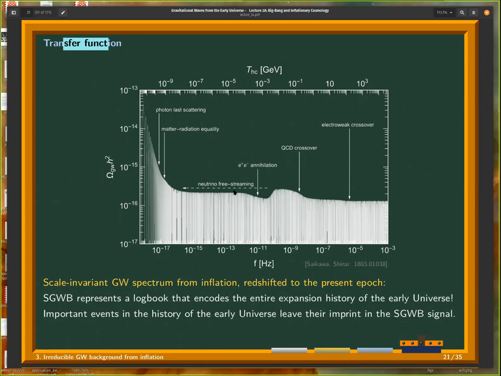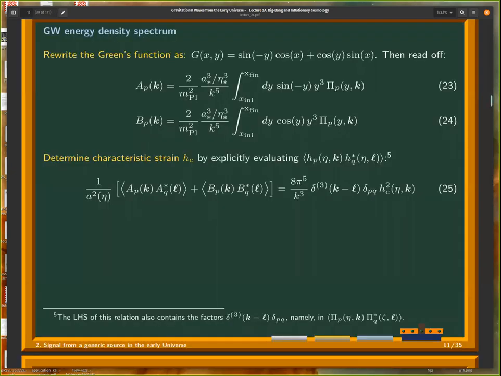No. I mean, the tensor modes or the gravitational waves, they really do oscillate inside the Hubble radius as soon as they get inside the Hubble radius. They are frozen once they exit the Hubble radius during inflation. Then they stay constant all the time. I mean, yeah, I should show this plot here again in the very beginning.